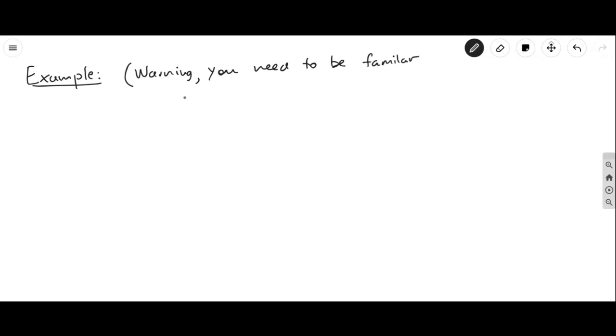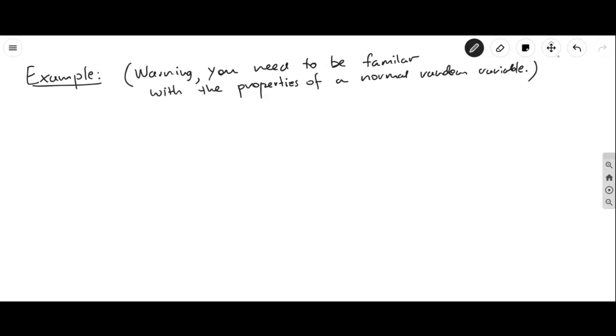Now, in our next example, we're going to violate the variance condition. This is example 2. And here I have to warn you, you need to be familiar with the properties of a normal random variable in order to understand this example.